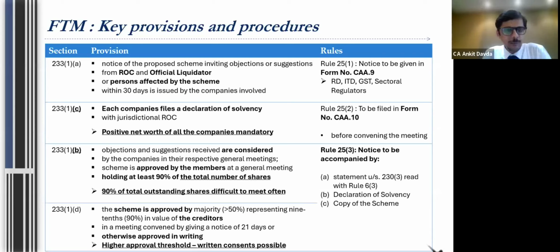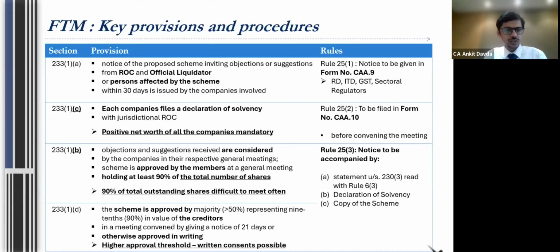So this is the notice which you need to send, and there is a form prescribed under Rule 25(1), that is CAA 9. It is a very standard form which generally says that these are the companies which are proposing a scheme, and obviously we'll have to attach a draft scheme so that the regulator has a perspective of what the companies are planning to do. And then you just need to ask them, if you have any objections or suggestions, please send it within 30 days. So the language is like that.